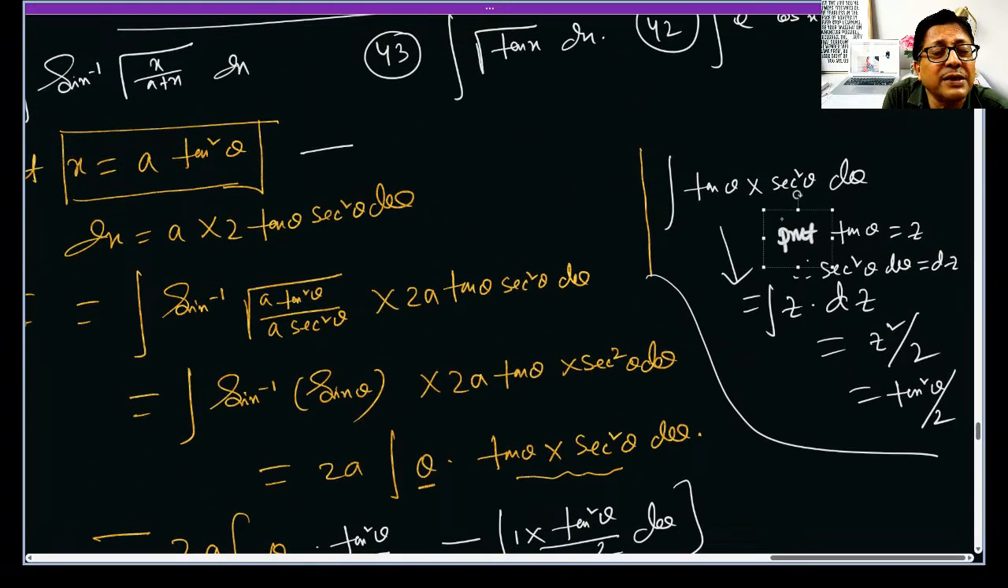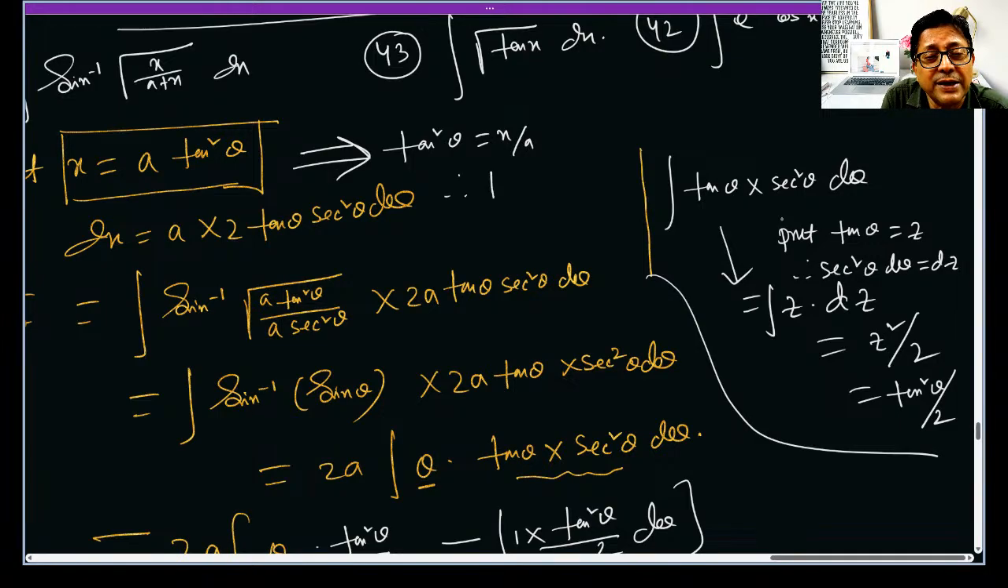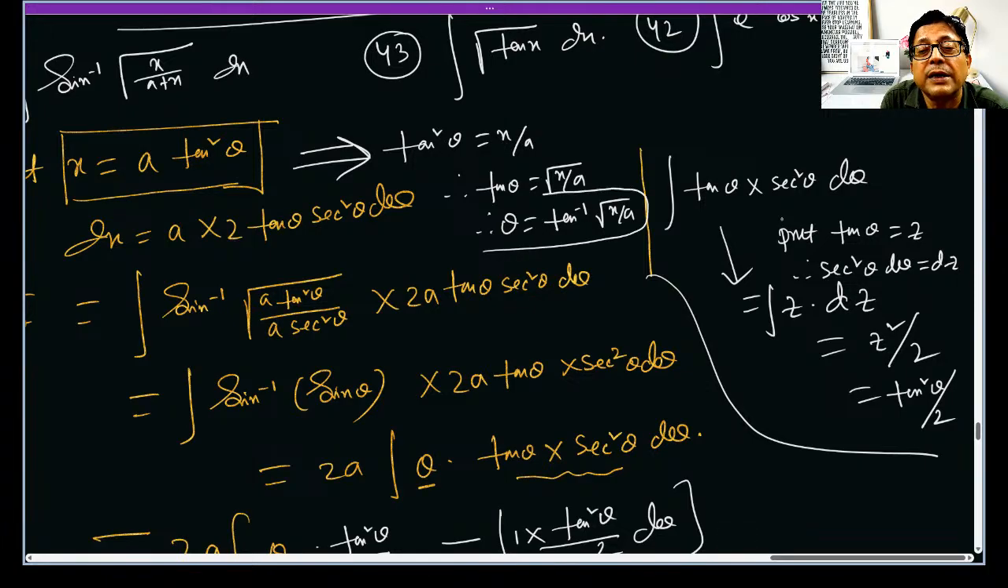What does this imply? Ideal 5 mark sum. Tan square theta equals x by a. So tan theta is root of x by a. Theta is tan inverse root x by a. If a teacher of any board is asking this question, the method is the same. They can ask. It's a very common sum.